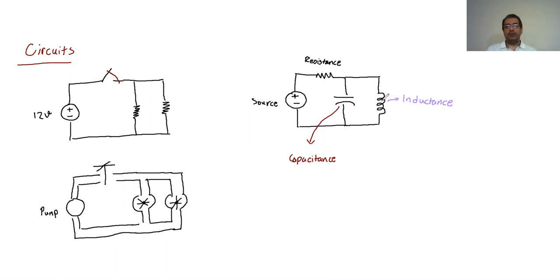They are not either using or producing energy. They're not the source of energy. They're not using the energy. This is the source, so all the energy comes from here. All the energy is gonna be lost here in the resistance, and these two only store or release the energy. They don't do anything else. So this is basically what we are going to go through.